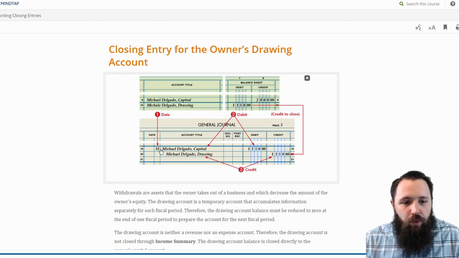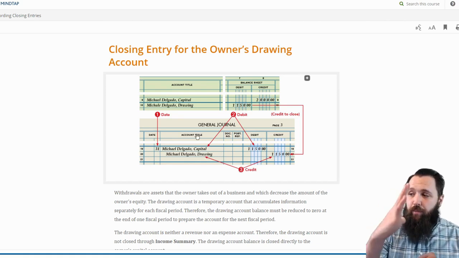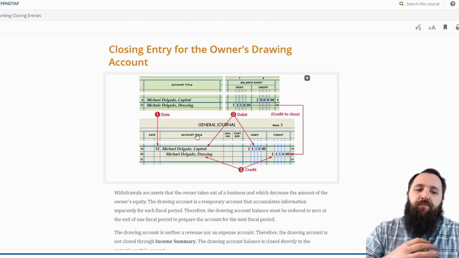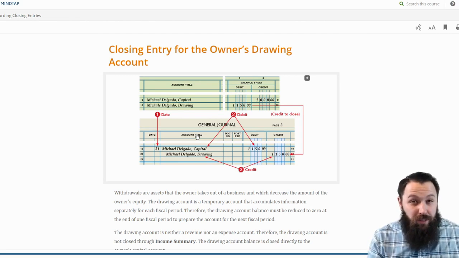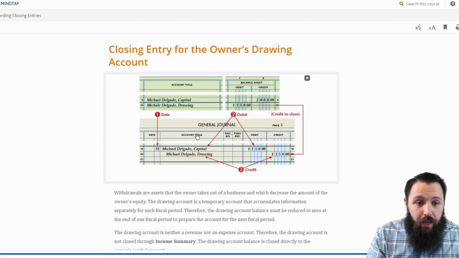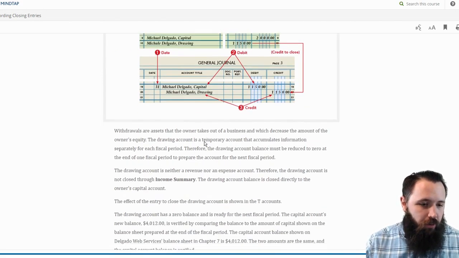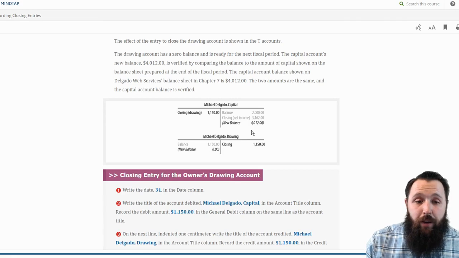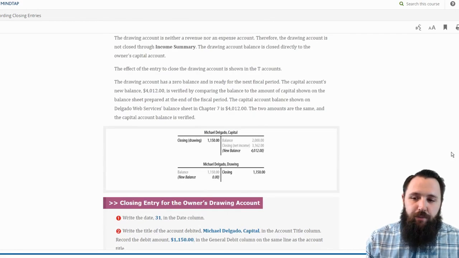So when we write this out, we put the date. We know that drawing is going to be credited. So we're still going to use Michael Delgado's capital. Michael Delgado's capital is our ultimate Pac-Man, the one that wins in the end. And Michael Delgado's capital is going to be debited. It's actually, the capital will be decreased technically. And Michael Delgado's drawing must be credited to bring that account balance to 0. And you can see here, Michael Delgado's capital will have a debit amount affected to it. It's going to bring that balance down. And then Michael Delgado's drawing is being closed at this point.